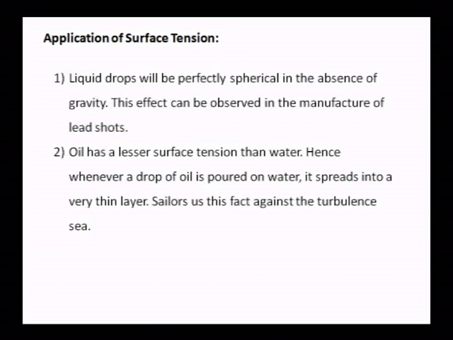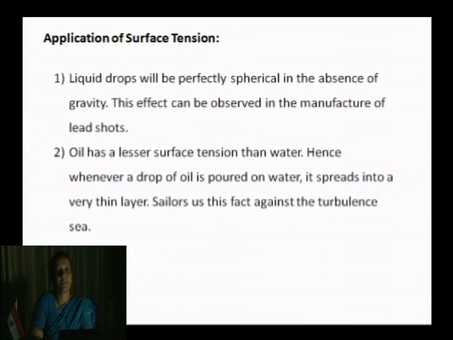Oil has a lesser surface tension than water, hence when a drop of oil is poured on water, it spreads into a very thin layer and it reduces the surface tension of water. This is used by the sailors to calm down the turbulent waters in the sea. When oil is sprayed on turbulent waters, the surface tension reduces and the turbulent waters calm down.